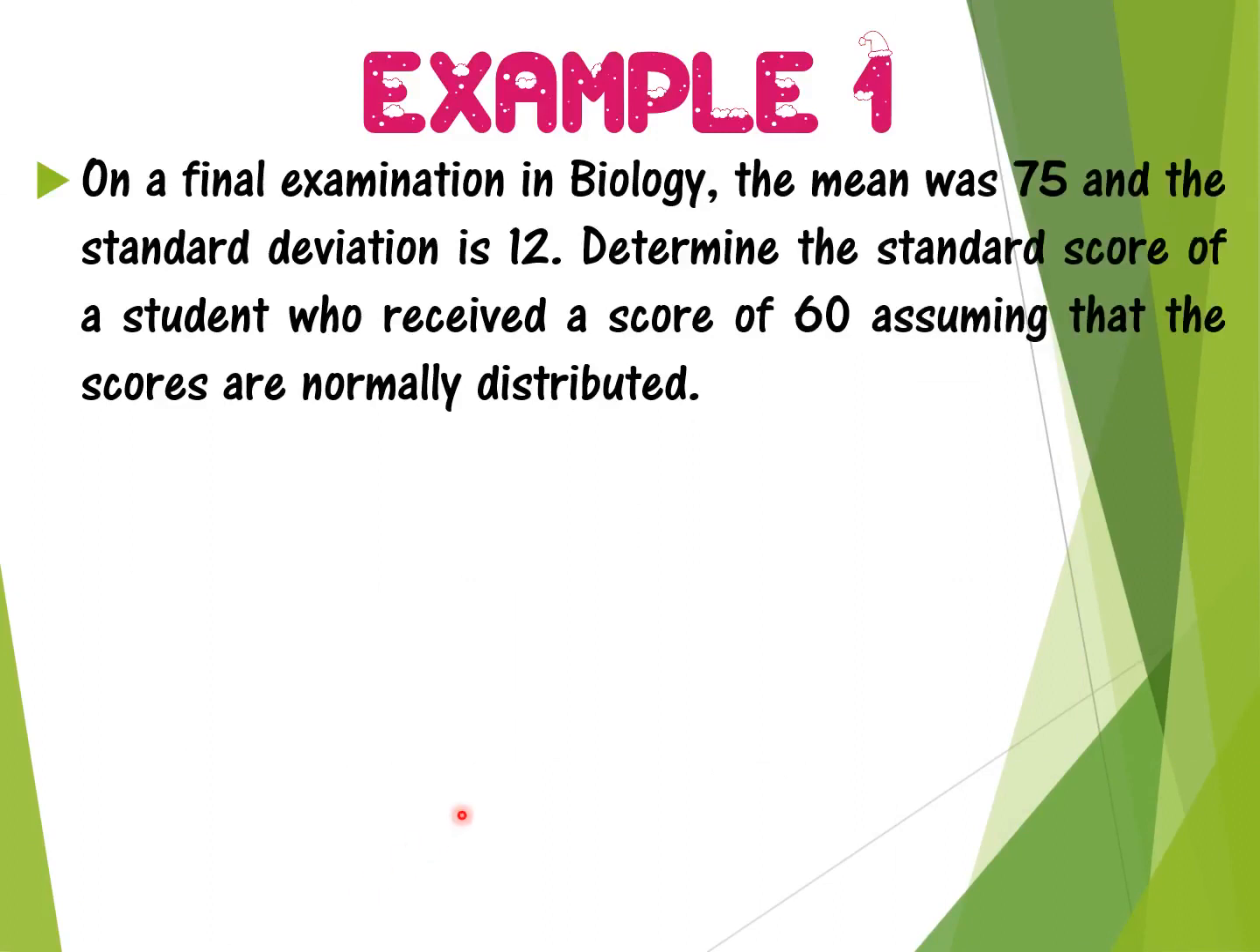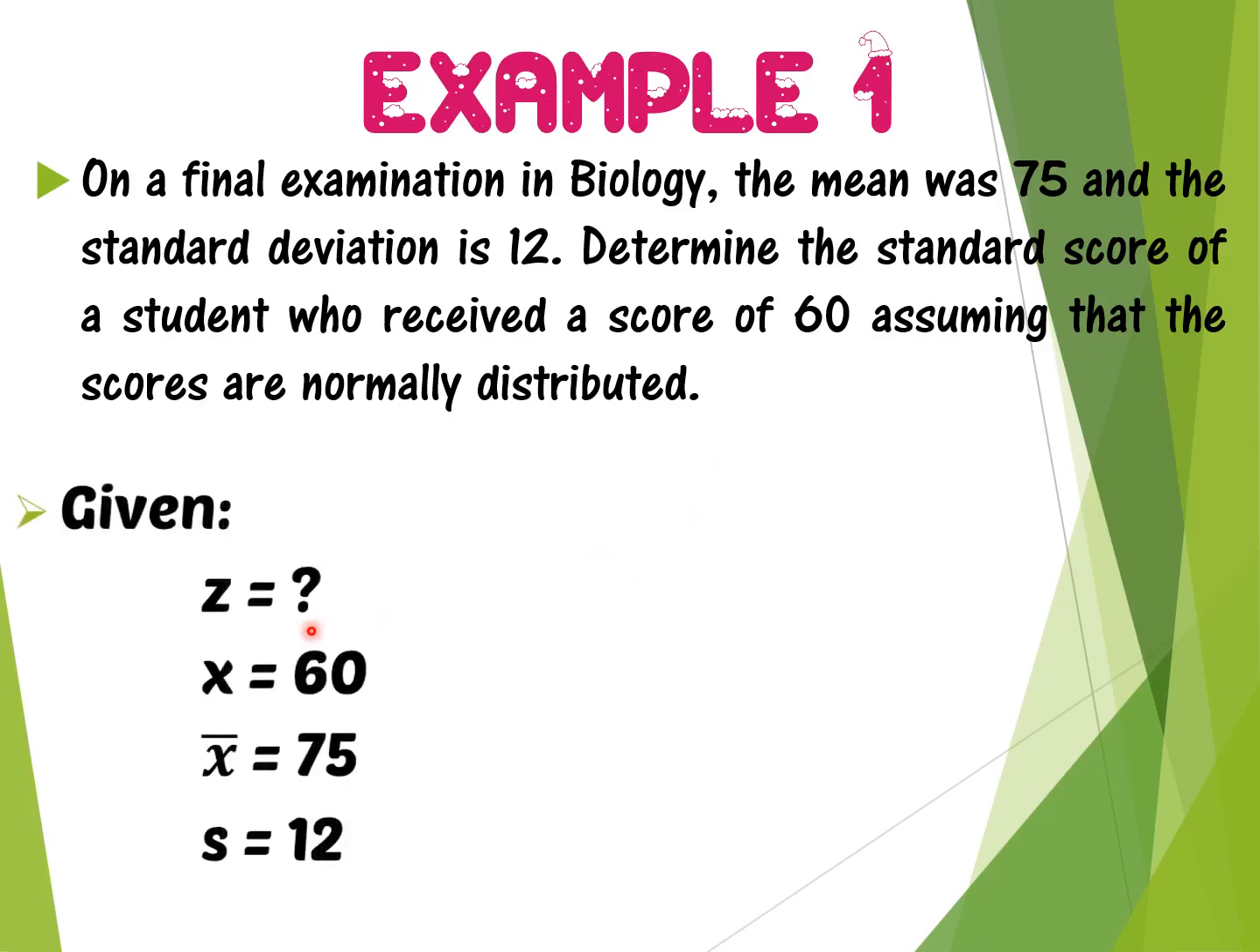Okay, let's have an example. On a final examination in biology, the mean was 75 and the standard deviation is 12. Determine the standard score of a student who received a score of 60, assuming that the scores are normally distributed. So what are the given? You are asked for the standard score or Z-score, so that will be your Z. Your raw score is 60, that is your X.